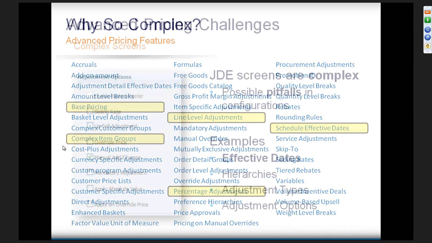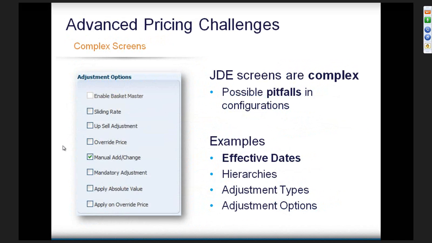So the JDE screens are complex, and that is in order to handle the vast number of features that exist within this product. But the downside to that is there can be some pitfalls in the configuration. Some examples of pitfalls as you're configuring JD Edwards advanced pricing are effective dates. There's more than one place where you can configure effective dates in advanced pricing. That exists on the price adjustment schedule, it exists on the adjustment detail, as well as in the base price table, if you're using that.